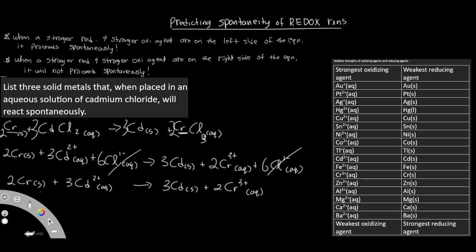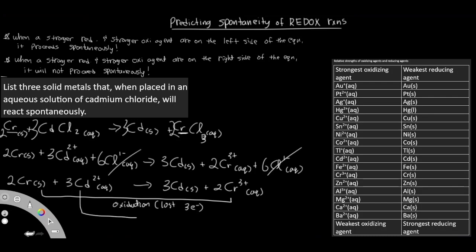So let's continue and do what we always do with our Cr. Okay, so our Cr is going to be over here. As you can see, it has an oxidation number of 0. This one is a 3, so it increased. So this is obviously oxidation. Okay, so it lost 3 electrons.